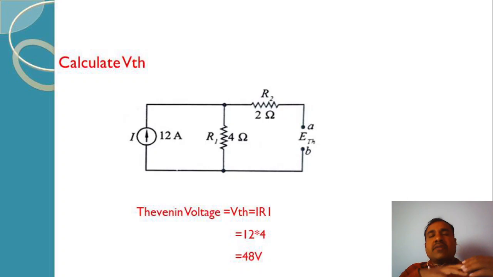Now to find the Thevenin's voltage at terminals AB, that is nothing but the voltage drop across resistance R1. That can be found using I into R1. I is 12 ampere and R1 is 4 ohm, so 12 into 4 is 48 volts. That is the Thevenin's voltage. Since no other source is acting here, the voltage drop across this parallel path is the Thevenin's voltage.